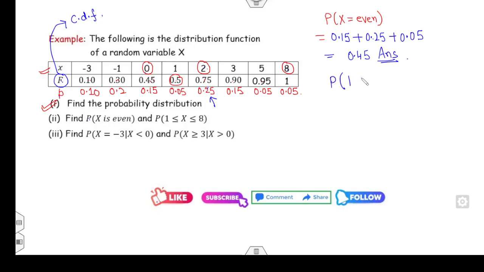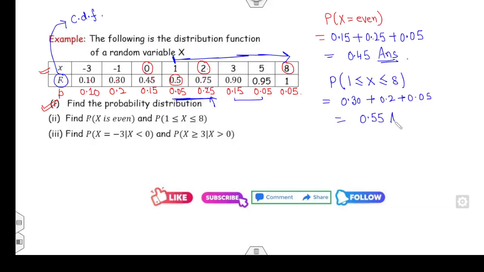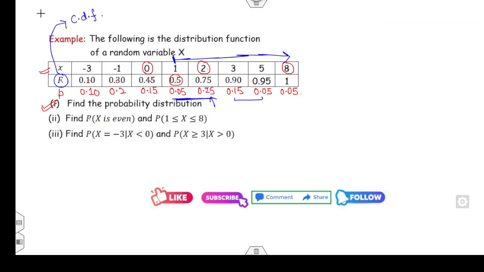Similarly, how can you calculate the probability when x is from 1 to 8? Fine. So you can add them. This is 0.05, 0.25, that is 0.30, and this number is 0.2 plus 0.05. So that number is 0.55, which is the right answer of the problem. Now look at the fourth part.